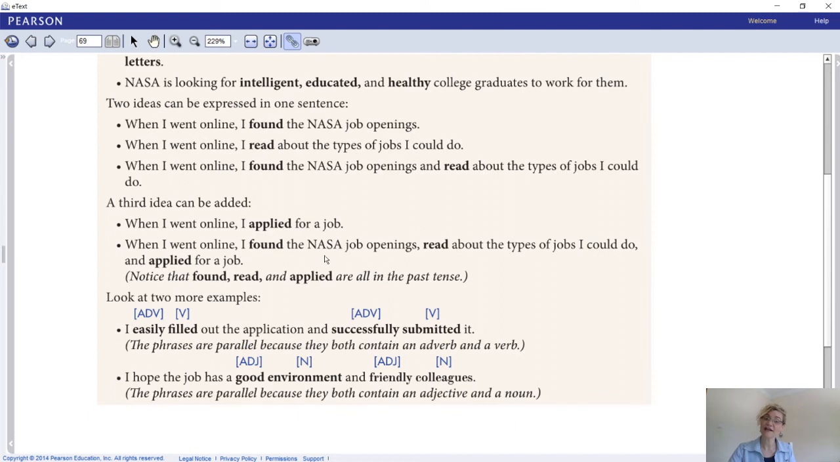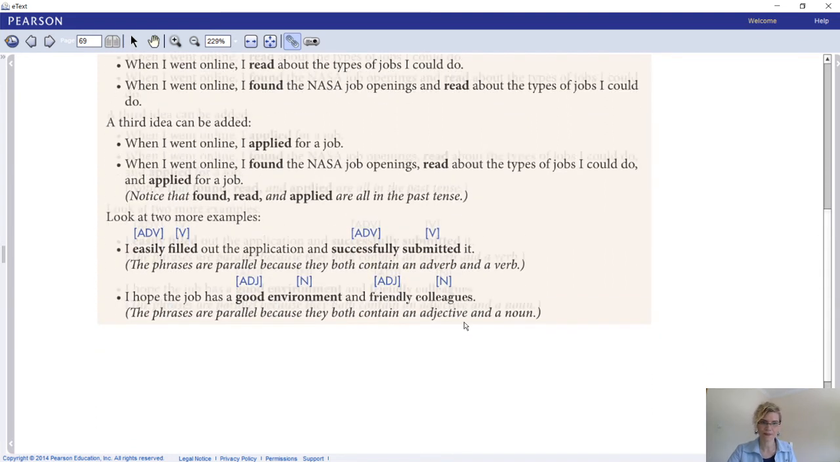When I went online, I found the NASA job openings, read about the types of jobs I could do, and applied for a job. Notice that found, read, and applied are all in the past tense. So when you're combining multiple ideas into one sentence, is that okay? Yeah, that's okay. But you've got to make sure that the verb tenses are the same, either all in the past or all in the present. Yeah, all with -ing, for example, to make it the same.